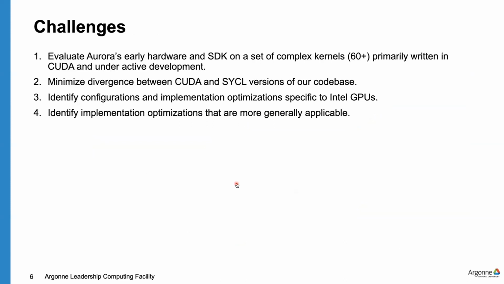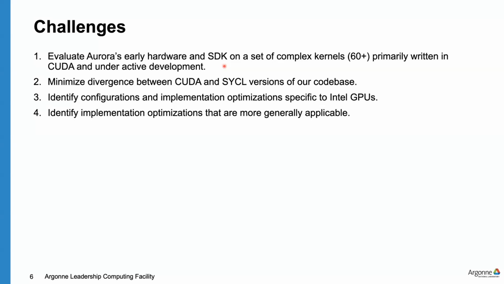So some challenges for Aurora: we're trying to evaluate Aurora's early hardware and SDK on a complex set of kernels, 60+ kernels. Many of these are auxiliary kernels. Approximately 10 of them are very performance oriented, and they're primarily written in CUDA and under active development. And this has been the story for HACC.